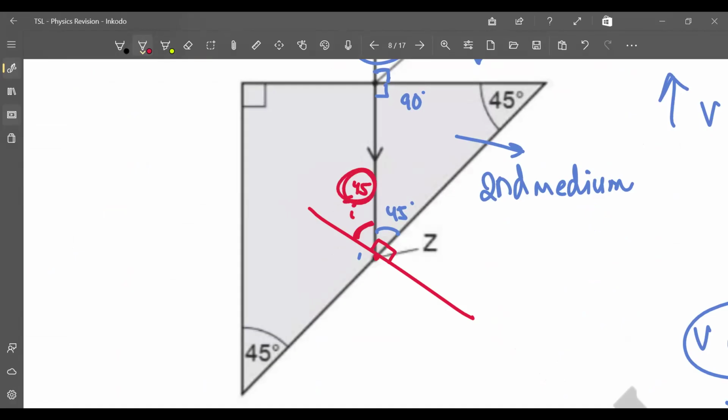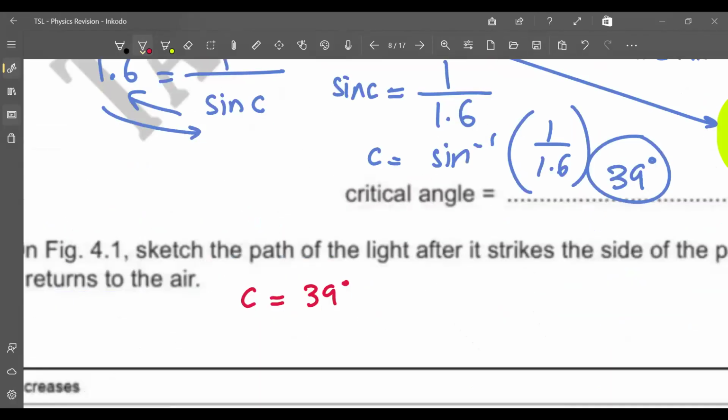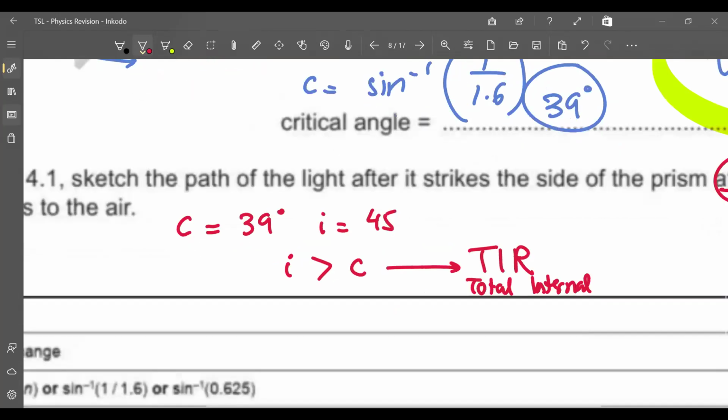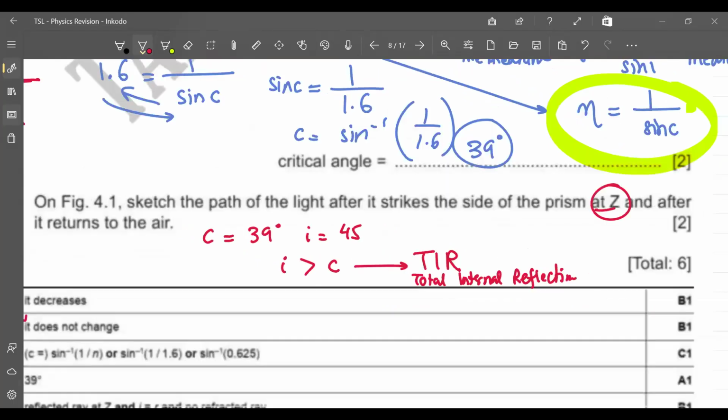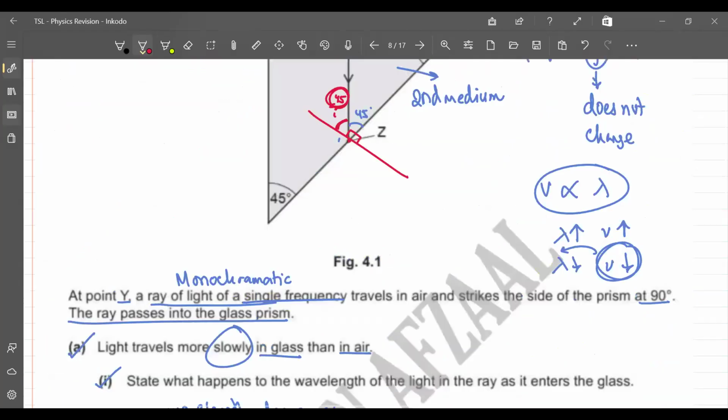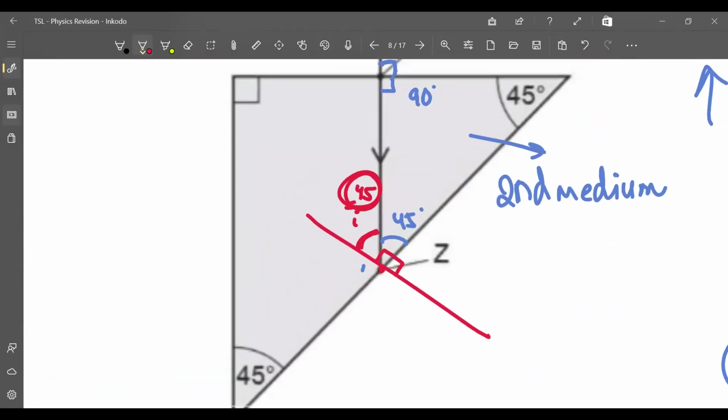If the angle of incidence is 45 and the critical angle is 39, can I say that angle of incidence is greater than critical angle? And if this happens, then the light is totally internally reflected. Total internal reflection occurs. Light does not escape back into air. ये वापस इसी medium में आ जाती है. Sketch the path of the light after it strikes the side of the prism. So it is reflected back into the same medium.